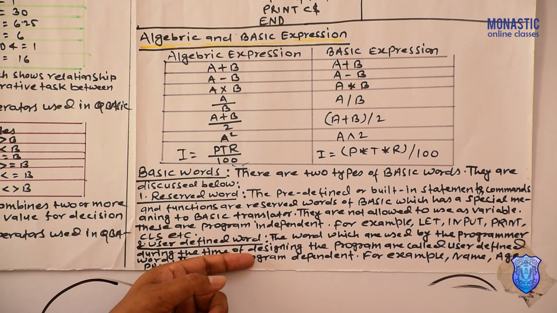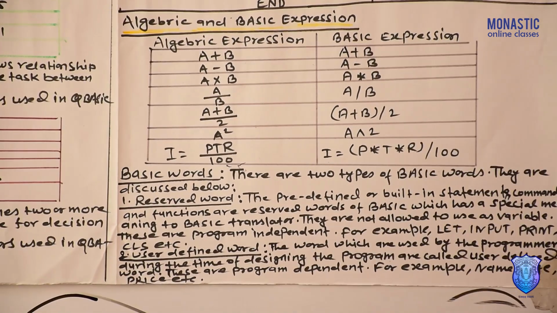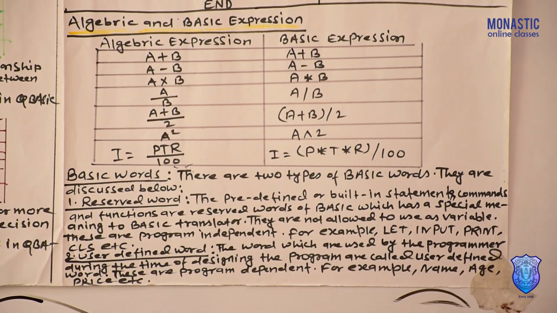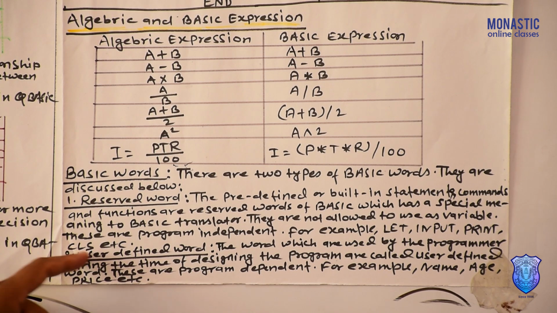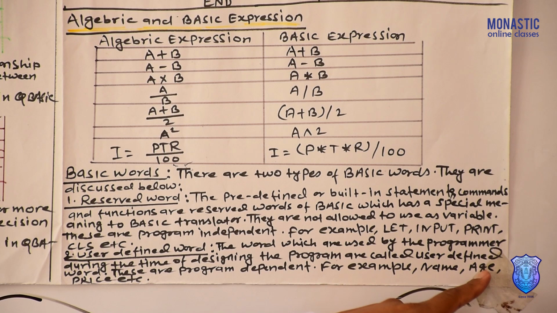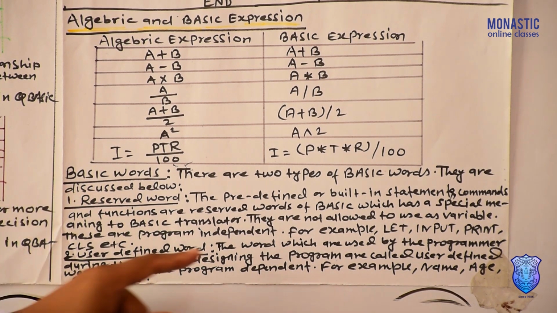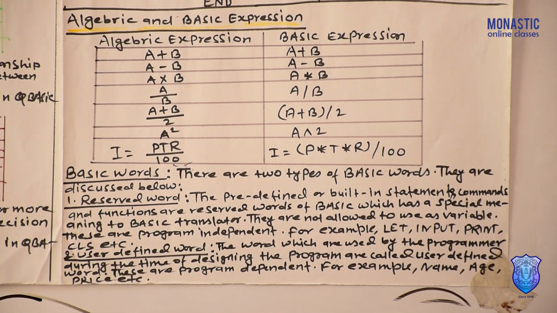Now user defined words. The words which are used by the programmer during the time of designing the program are called user defined words. Different user defined words are name, age, price, etc. Reserved words are program independent, whereas user defined words are program dependent.